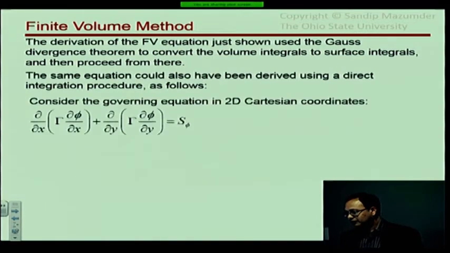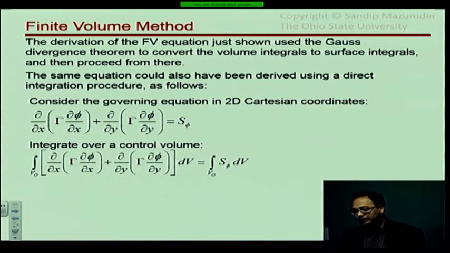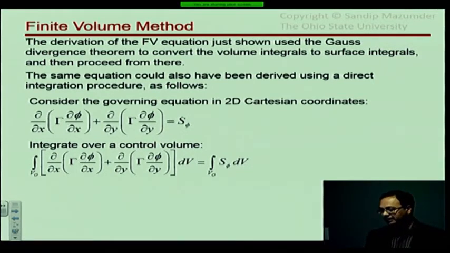And this is how you do it. So you start with your governing equation again. And now, like we said in the finite volume method, we always integrate over the control volume first. So that's what we are doing. We are integrating over the volume, both sides of the equation.